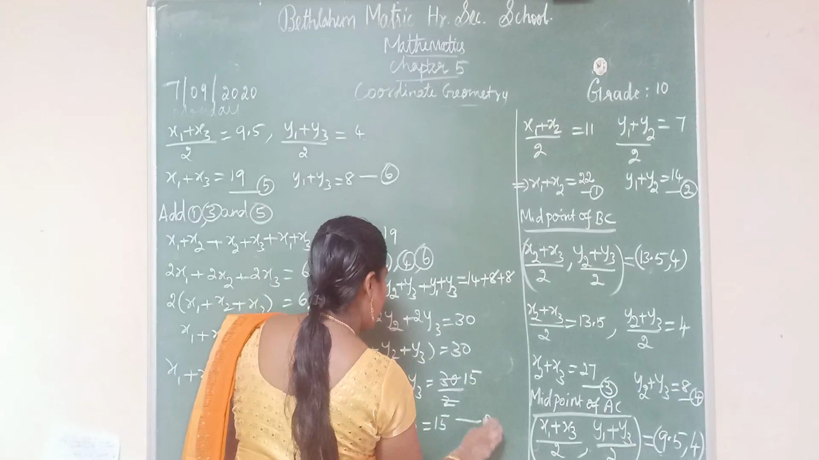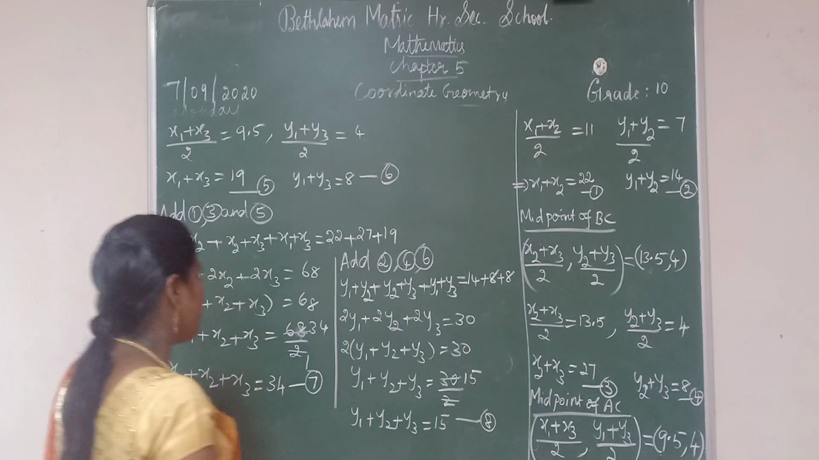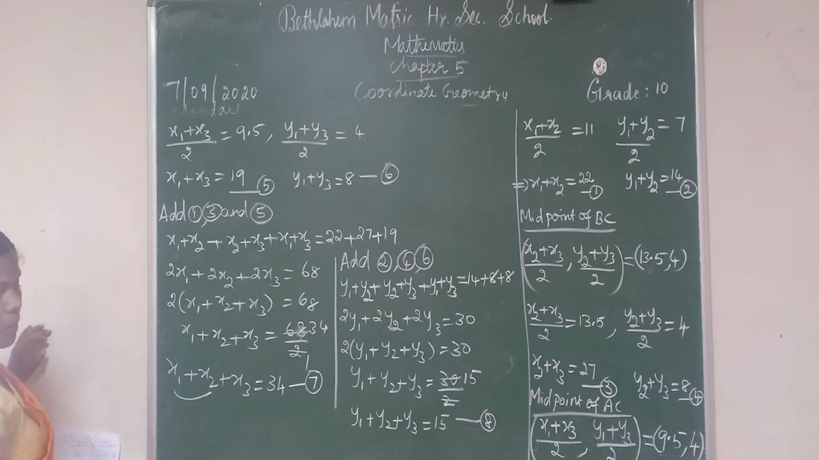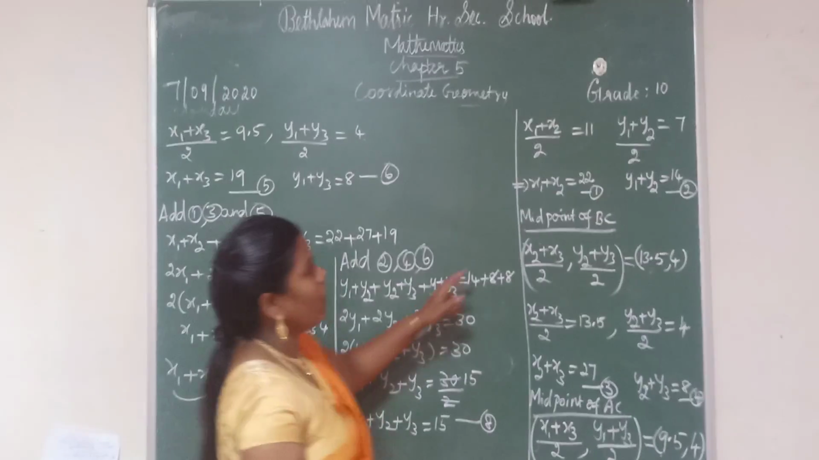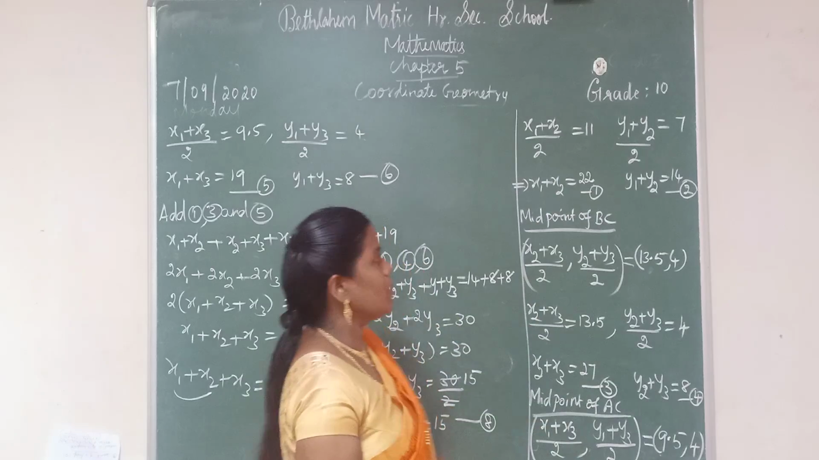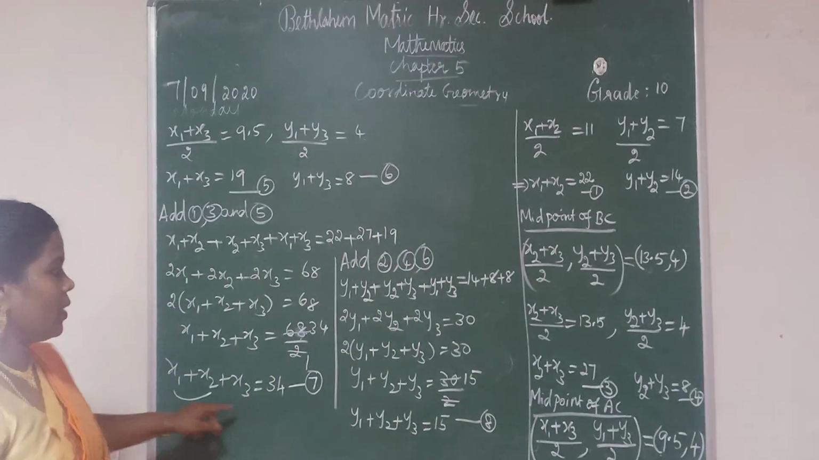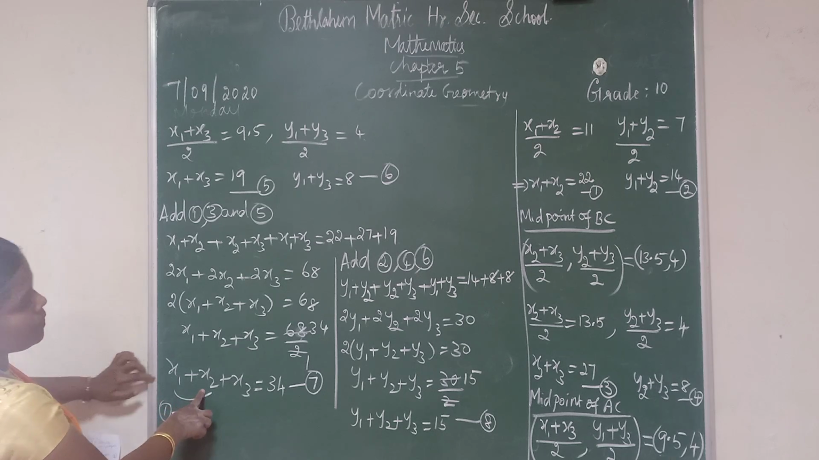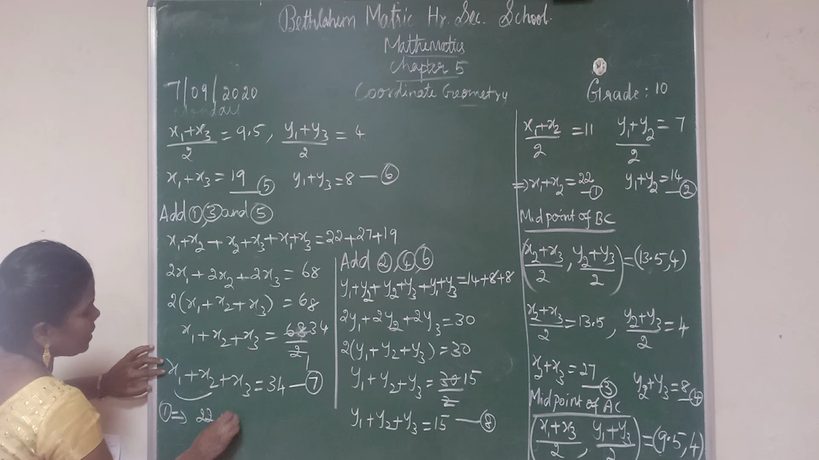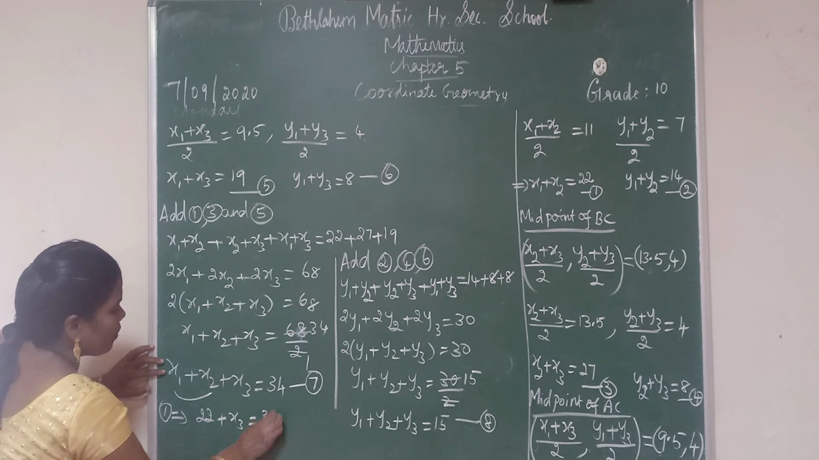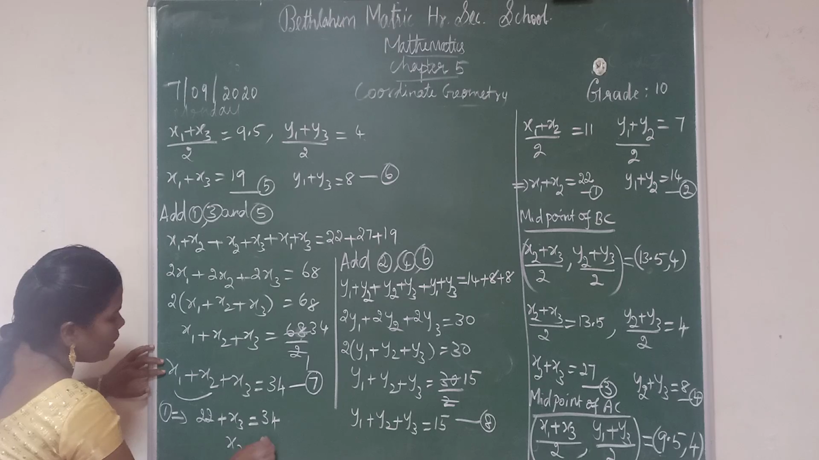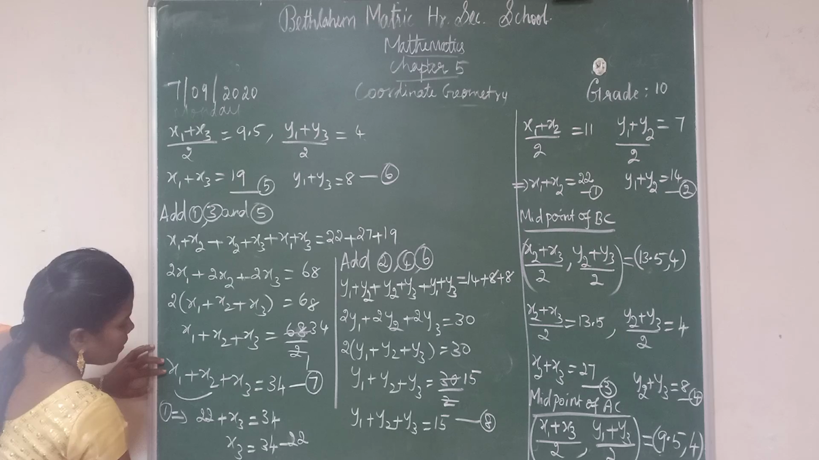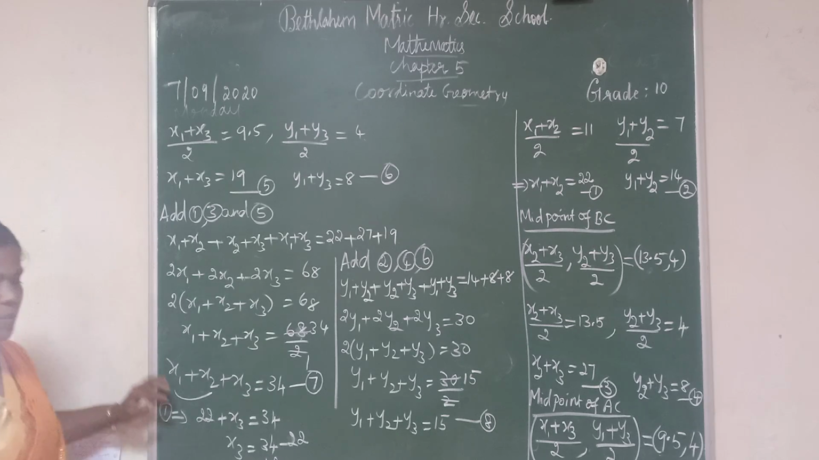Equation number 8. Okay. So in this equation number 7, let's substitute in place of x1 plus x2. From equation 1, x1 plus x2 is equal to 22. By that we can get the x3 value. 22 plus x3 is equal to 34. From here x3 is equal to 34 minus 22, which is equal to 12. x3 equal to 12.